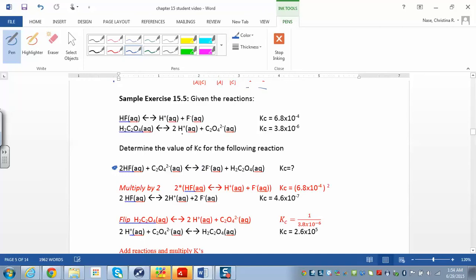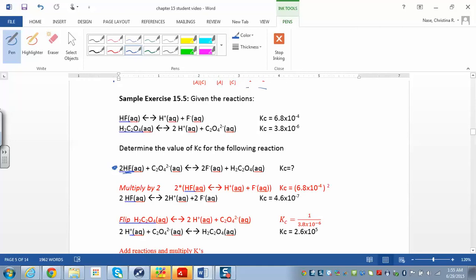You can do this very systematically. Look at the reaction that you're trying to get to, and look at all the pieces that you have there. I'm starting off here with HF. Which of these reactions has HF in it? This first one does. I want HF as a reactant, and I have it as a reactant, so I don't have to flip the reaction around. I already have it on the correct side of the reaction.